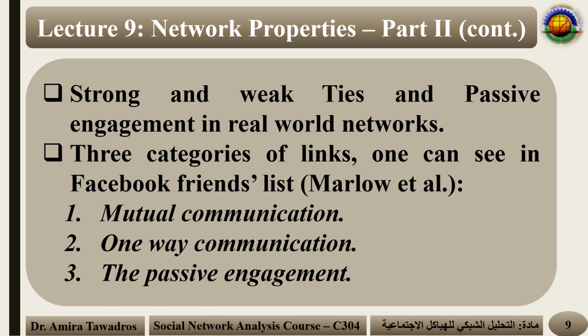The results of the experiment showed that maybe there is mutual communication between two friends. This occurs when the user sends a friend a message and the friend responds back by sending a message to him or her. So the communication is mutual now. So this is the strongest tie or the strongest friendship link on Facebook.